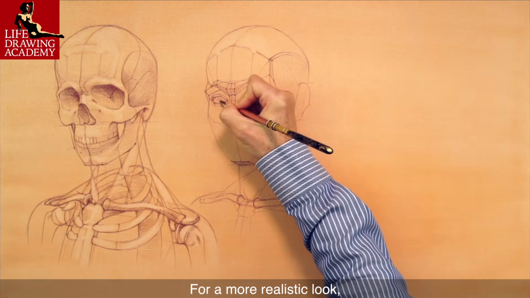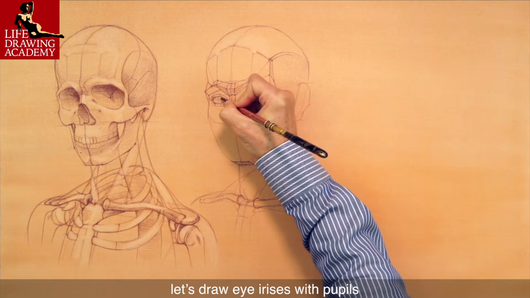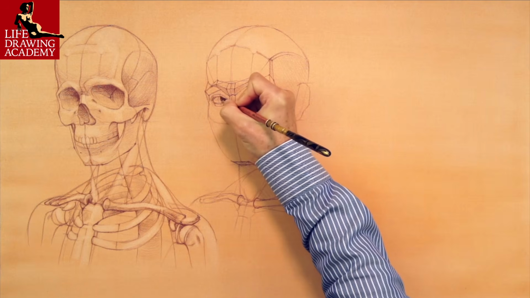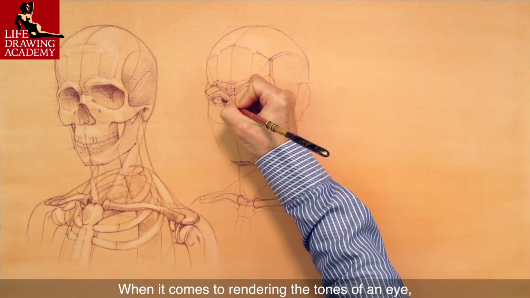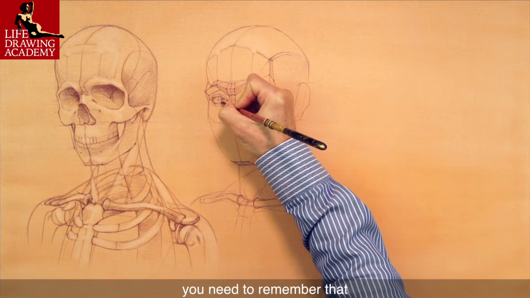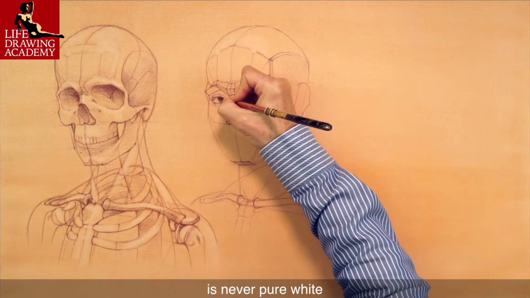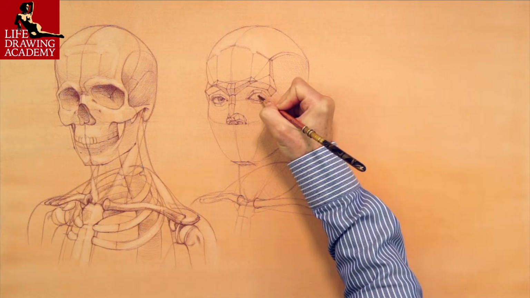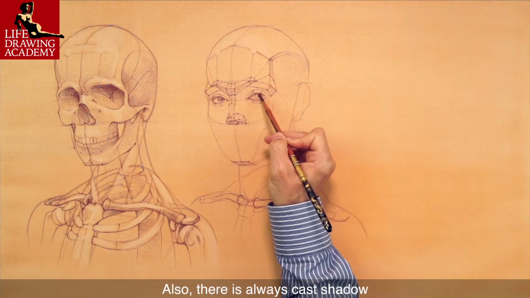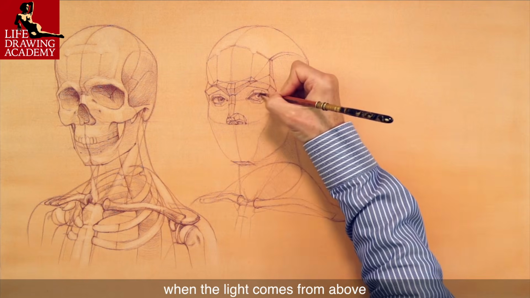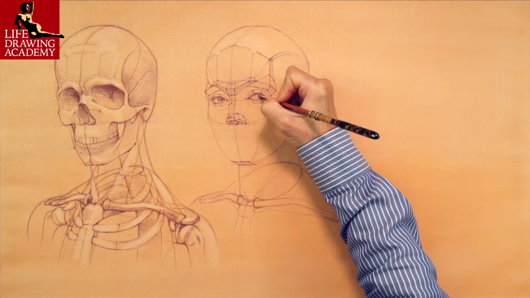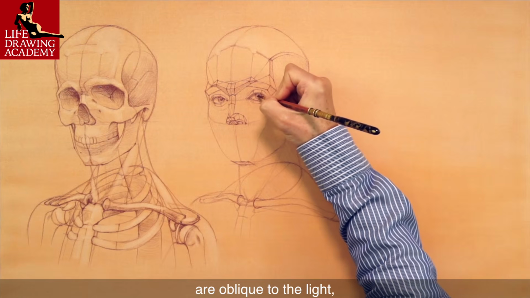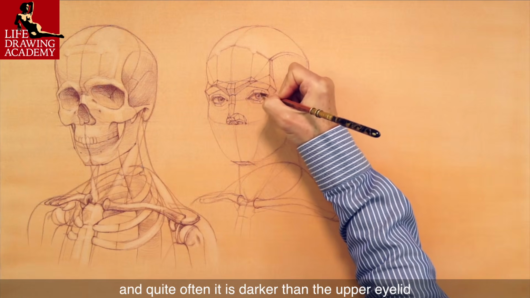For a more realistic look, let's draw eye irises with pupils. When it comes to rendering the tones of an eye, you need to remember that the white of the eyeball is never pure white. Also, there is always cast shadow under the upper eyelid when the light comes from above. As a sphere, some of its surfaces are oblique to the light, and quite often it is darker than the upper eyelid.